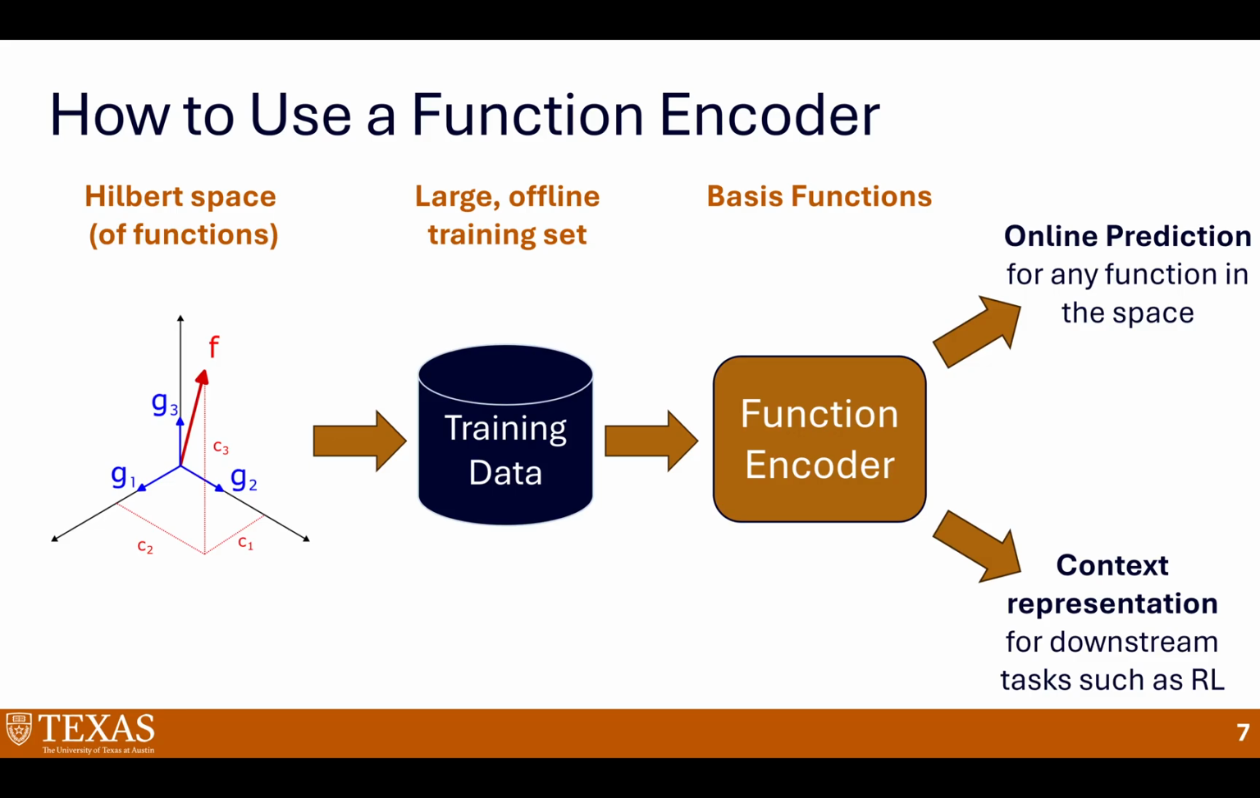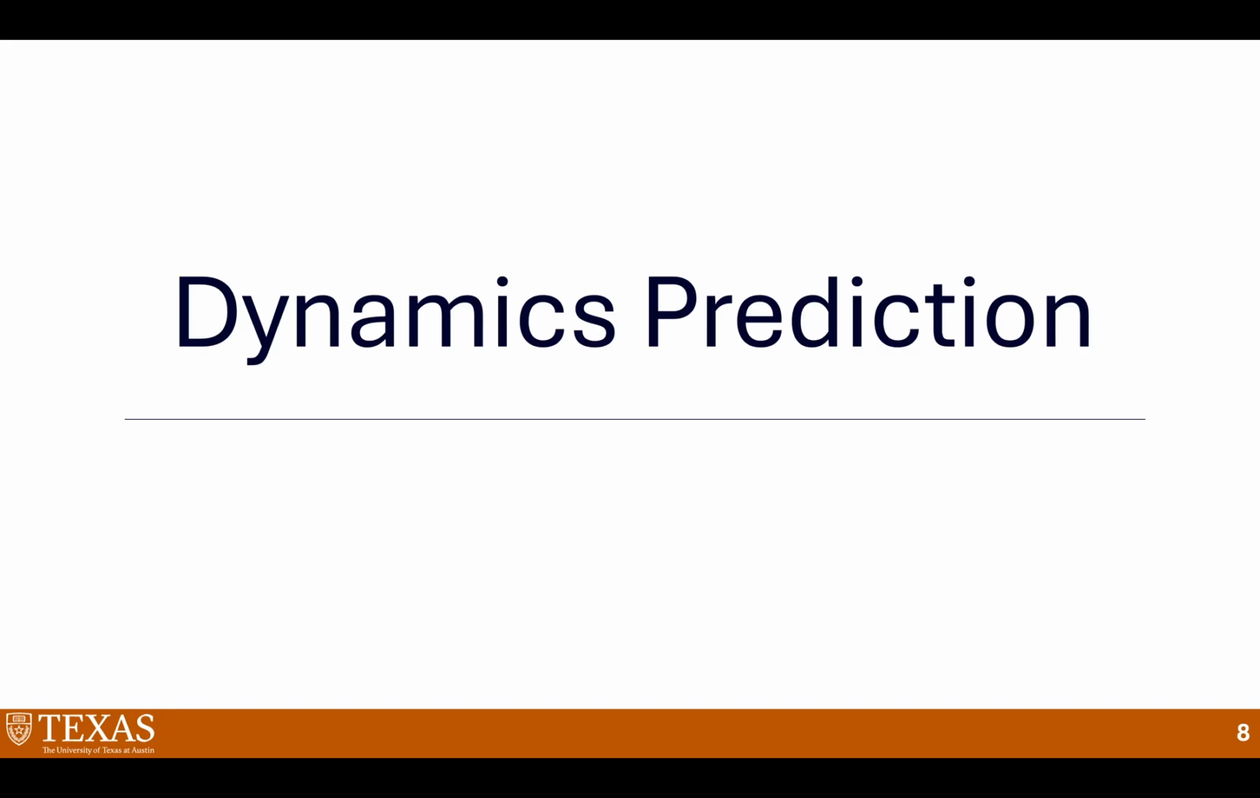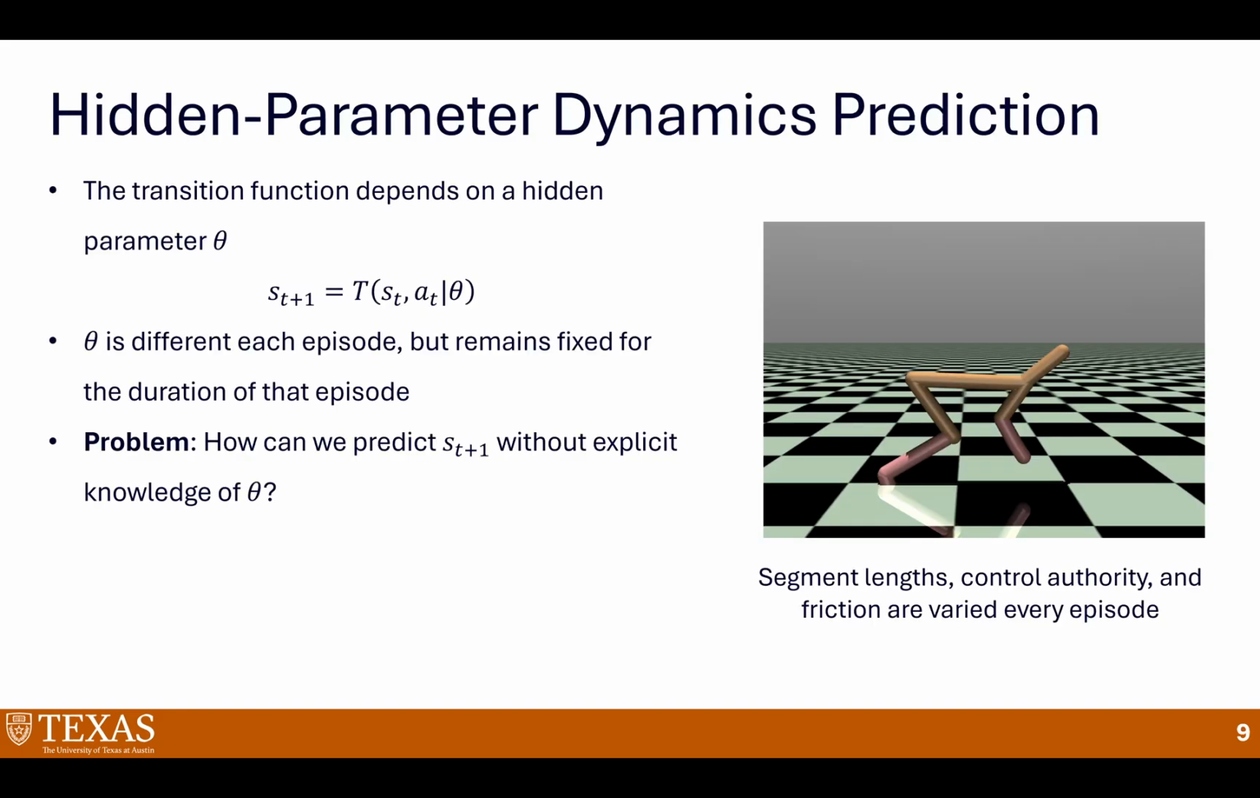The other thing you can do is use those coefficients as a context representation for downstream tasks, such as reinforcement learning. So the first example I'll look at is dynamics predictions for hidden parameter MDPs. In hidden parameter MDPs, there is a hidden parameter every episode that is fixed for the episode, but affects the dynamics. And so the problem is, how can you accurately approximate the dynamics given that there's a hidden parameter you will never have knowledge of?